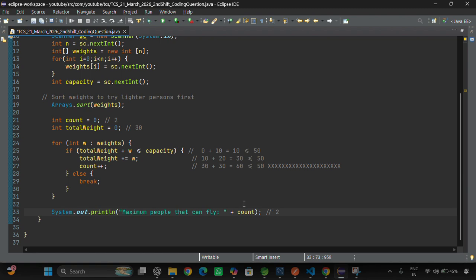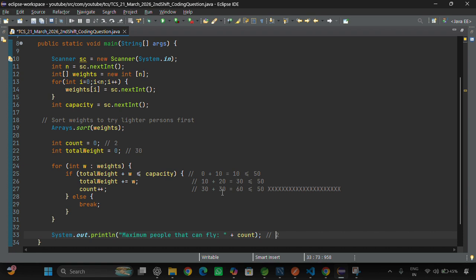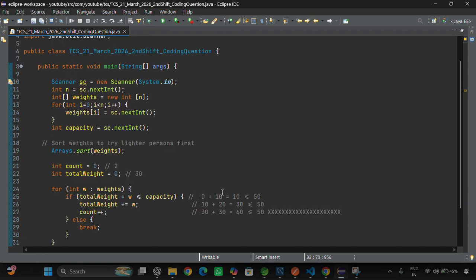I hope you understood this question, right? This was the question which was asked on 21st March. I will be providing the first shift question of the same day. Okay, the 21st March first shift coding question is in this card. Please check out that card, click that, and it will open the new video. You can watch that video also.